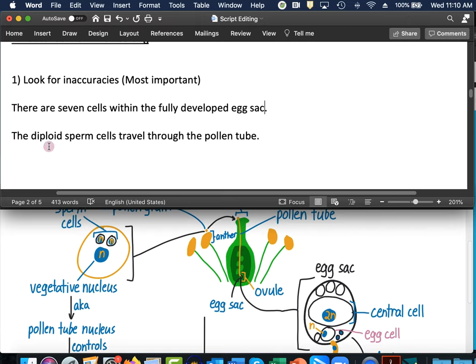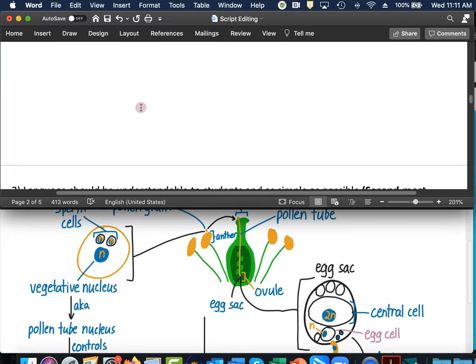Okay. Here's another one. The diploid sperm cells travel through the pollen tube. Sperm cells are not diploid, they are haploid. So no more drinking beer for me before I write scripts.